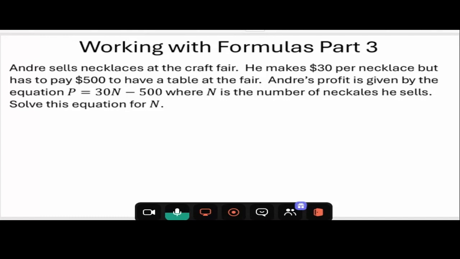So Andre's profit is given by the equation P equals 30N minus 500. In future courses or even future chapters, you might be asked to come up with that equation on your own from the word problem, but that's not going to happen right now. They're just giving you the equation, where N is the number of necklaces he sells. Solve the equation for N.